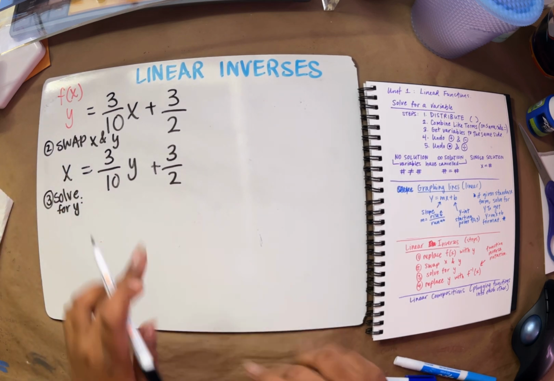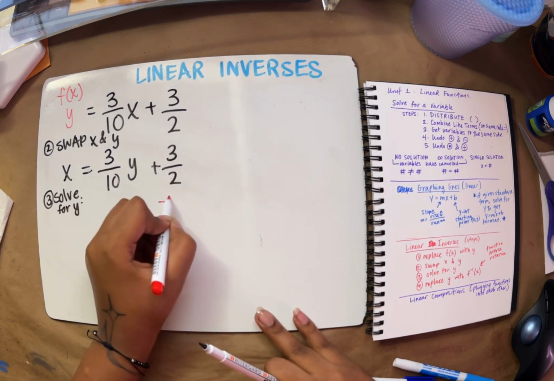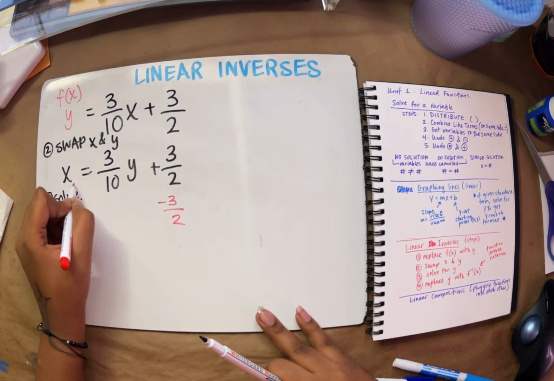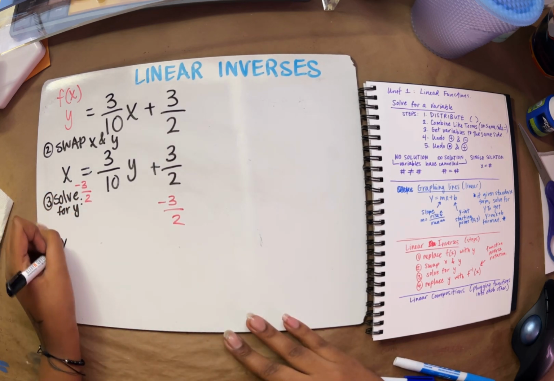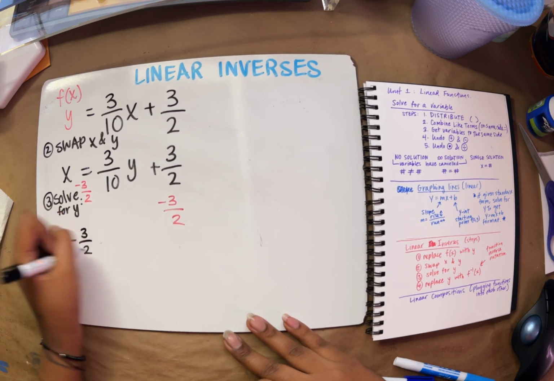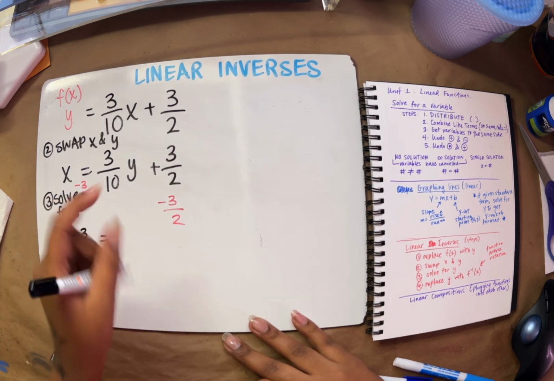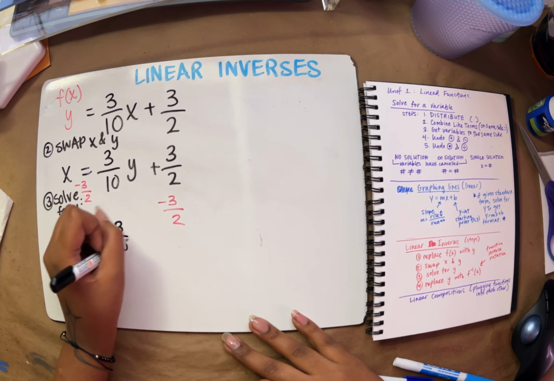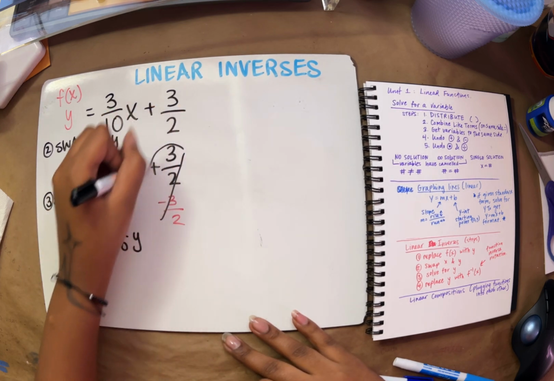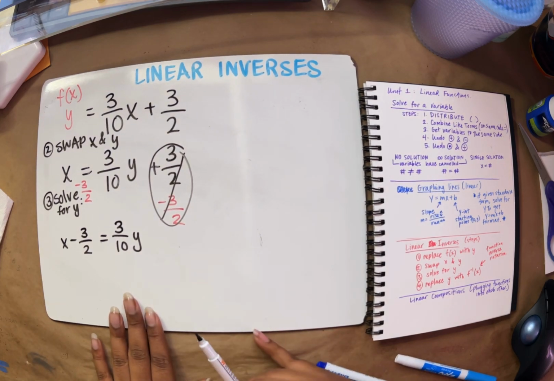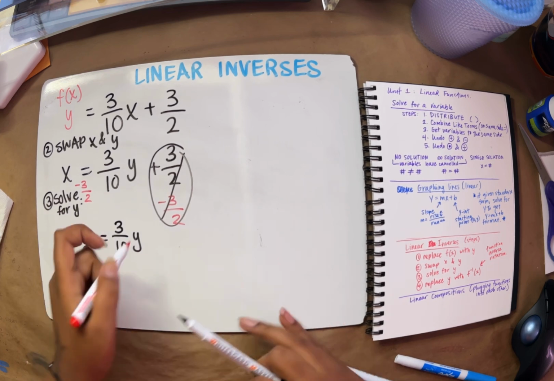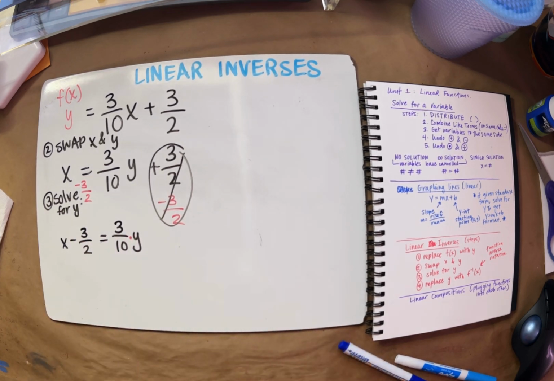So I'm going to subtract 3 over 2 from both sides. So now on the left I have x minus 3 over 2 is equal to my right hand side, which is 3 over 10 times y. This has canceled out because I've subtracted. Now I have to get rid of this fraction that's next to my y. As a reminder, it is multiplying because it is a coefficient. To get rid of a coefficient, I must undo it somehow.